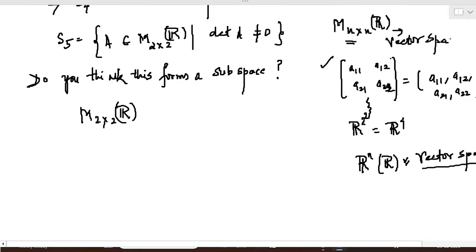However, I'm going to probably prove it today or tomorrow. Yes, if I want to prove, so it forms a vector space. Now it asks whether this forms a subspace or not.